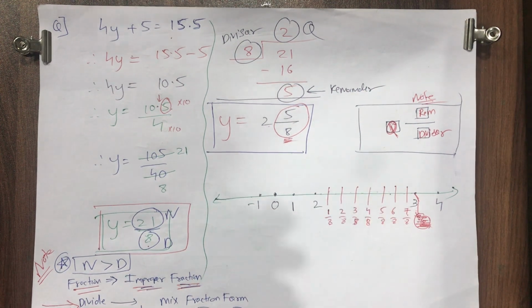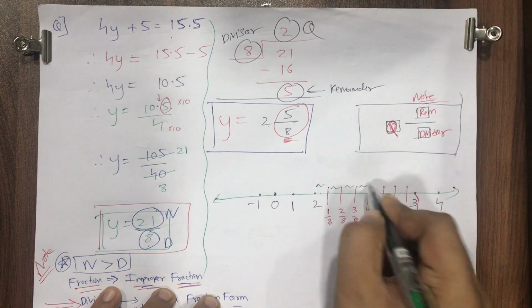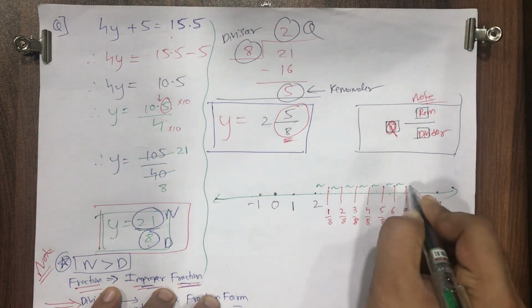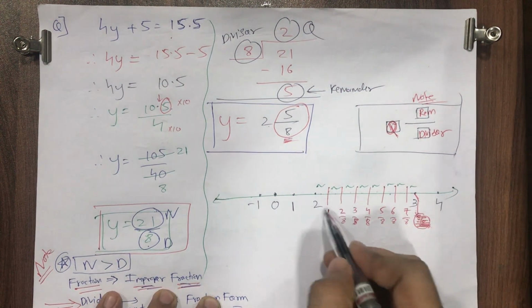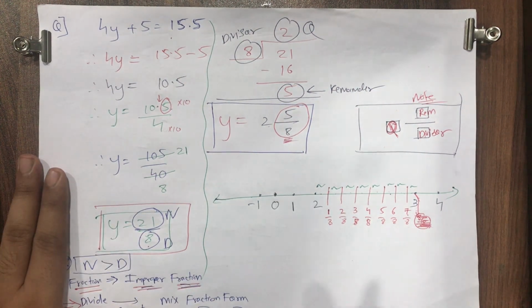I'll underline it with the green color. This is my first part, second, third, fourth, fifth, sixth, seventh, eighth. 8 parts, but 7 strokes. These numbers in red color, these fractions, are the strokes. So it's 5 by 8. My answer should be 5 by 8. Okay, 2 and 5 by 8.